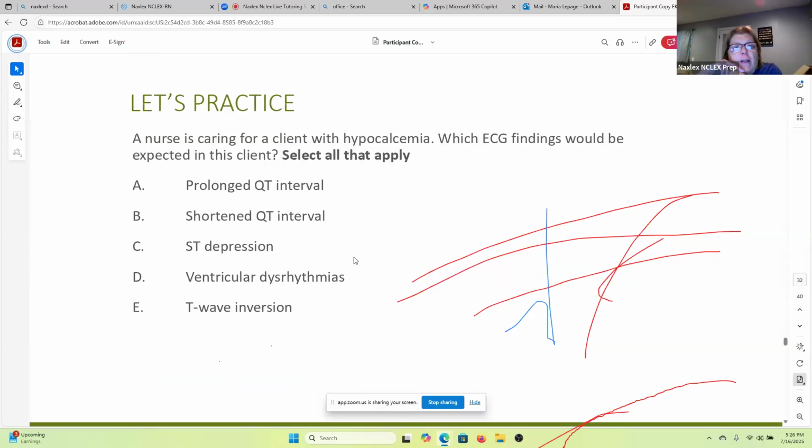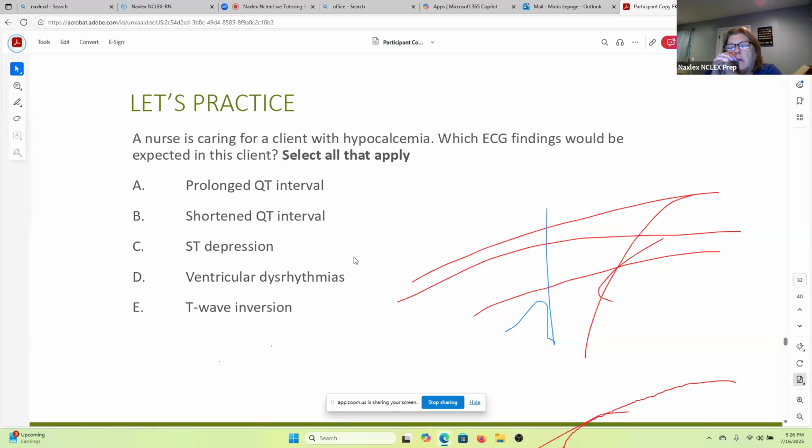A nurse is caring for a client with hypocalcemia. Which EKG findings would be expected in this client? So this is a select all that apply. What does calcium do in relation to the heart? B, shortened QT interval, T wave inversion. So what role does calcium play on the heart? A and D, ventricular dysrhythmia and the prolonged QT interval.